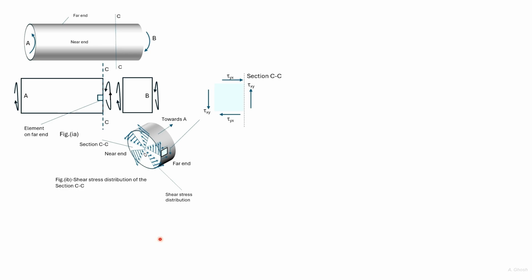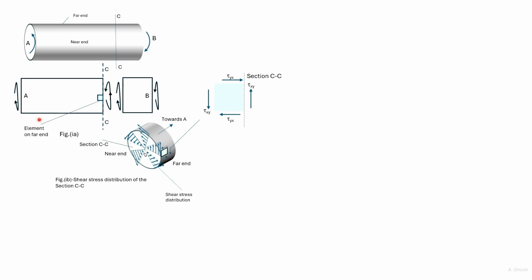Let us consider a circular bar of constant cross-section. A torque is applied at the end A. Considering equilibrium, there must be an equal and opposite torque that would act at B, as shown. This is the same bar AB. Here we have taken a section CC perpendicular to the axis of the bar.